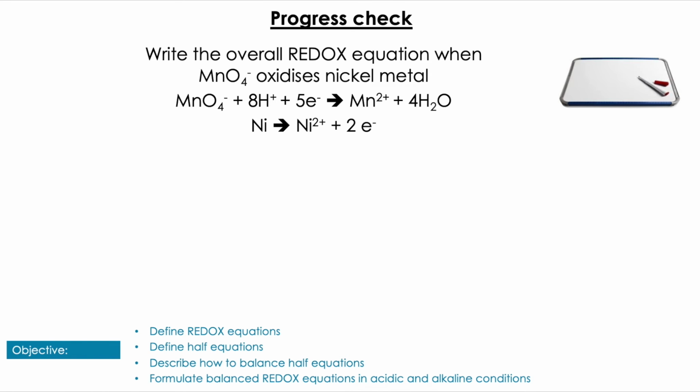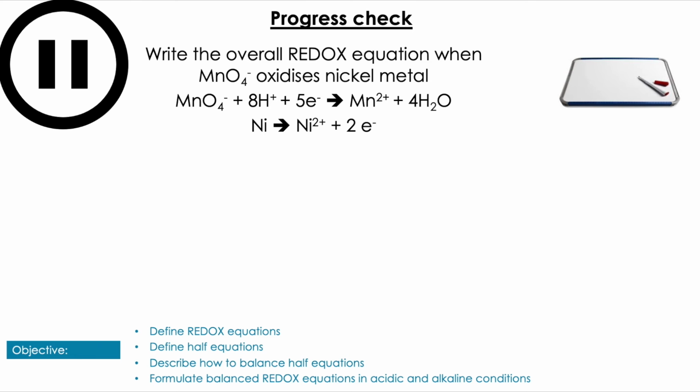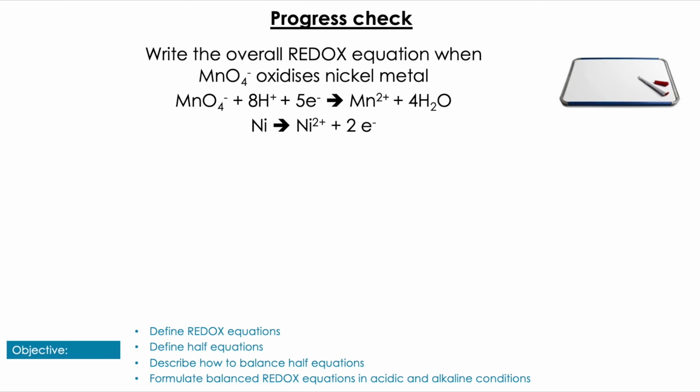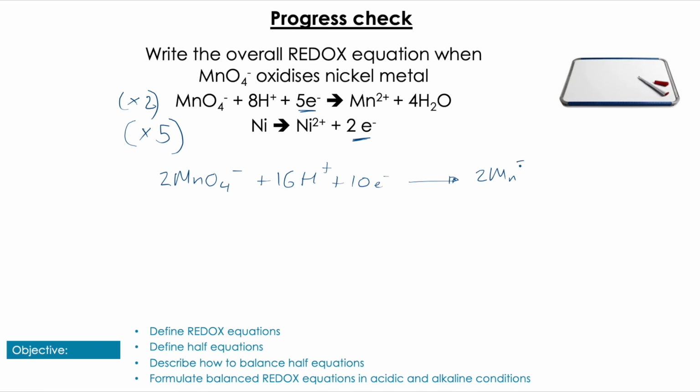Okay, a little bit more complex one, but you don't need to balance these, they're already balanced for you. Pause the video to give yourself a moment for that. Pop them up. So here we see that we've got 5 and 2 electrons. So obviously 2 doesn't go into 5. So I'm going to find the lowest common factor. So I'm going to multiply the top one by 2, the bottom one by 5. And that's going to allow me to have 10 electrons on top, 10 electrons on the bottom.